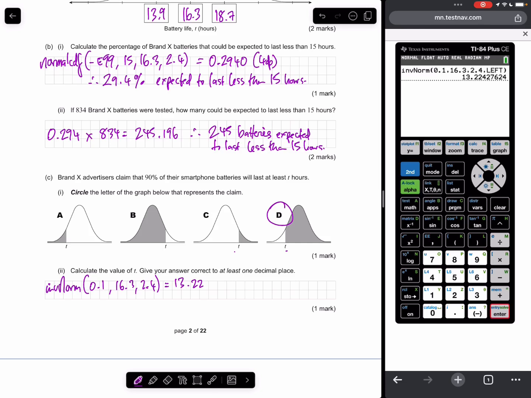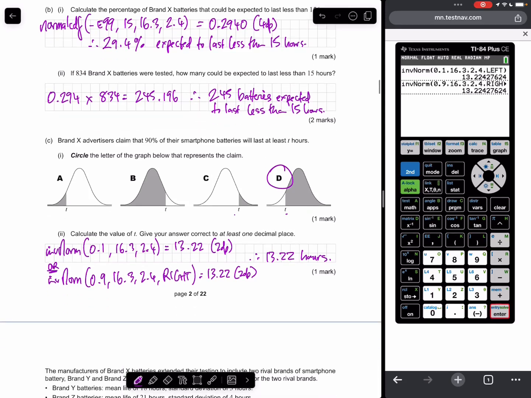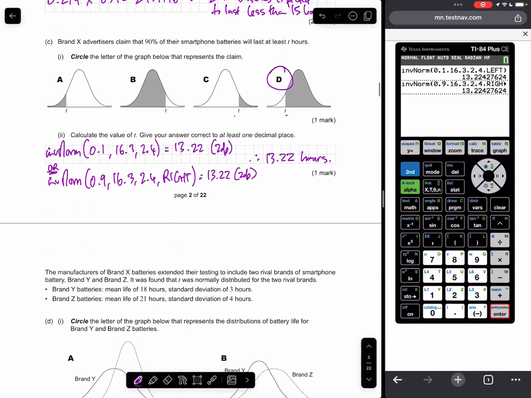13.2 to 2 decimal places. Or if you have the newer calculators, you can set it to 0.9, 16.3, 2.4, tail to the right, and you should get the same answer. 90% of the batteries are to the right, so where is that boundary set? 13.22 to 2 decimal places, therefore 13.22 hours. Two different ways there, depending on if you have an older Texas Instruments calculator.